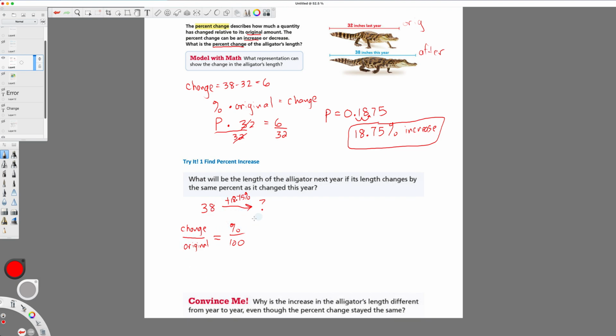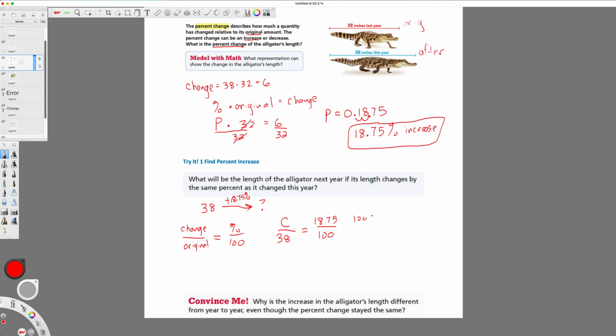And so of these pieces, what do we know? Well, we know the percent. We know it's 18.75. We know it's originally 38 and it's going to change to something. And so we can calculate the change. So let's do that. Let's throw the numbers in here. I don't know the change. I'm going to call it C. I do know the original is a 38 equals, and it's 18.75 compared to 100. And then we cross multiply and divide on these.